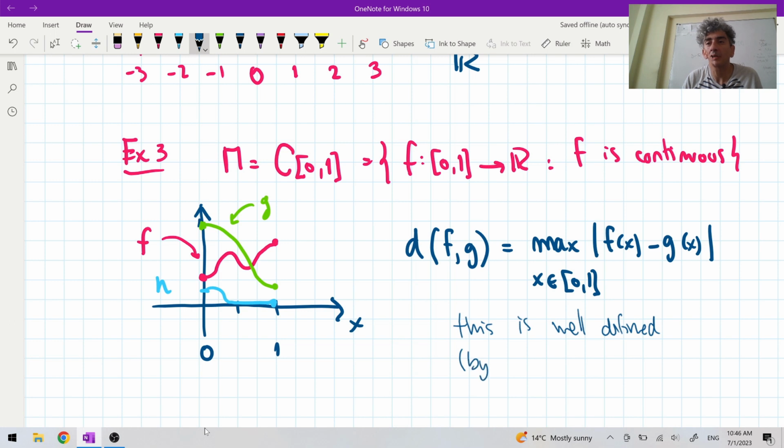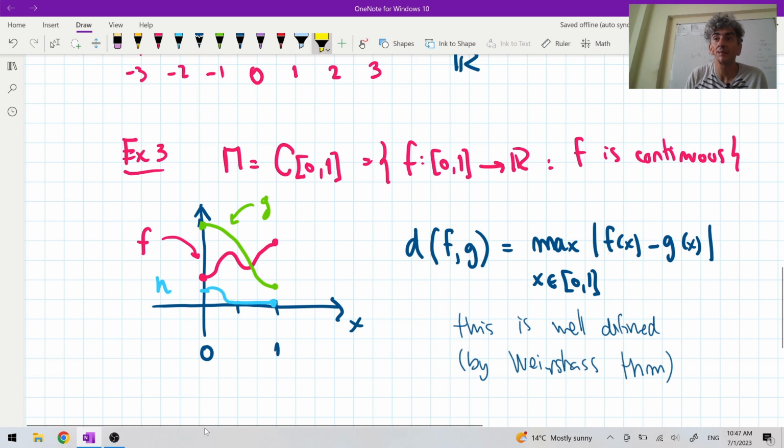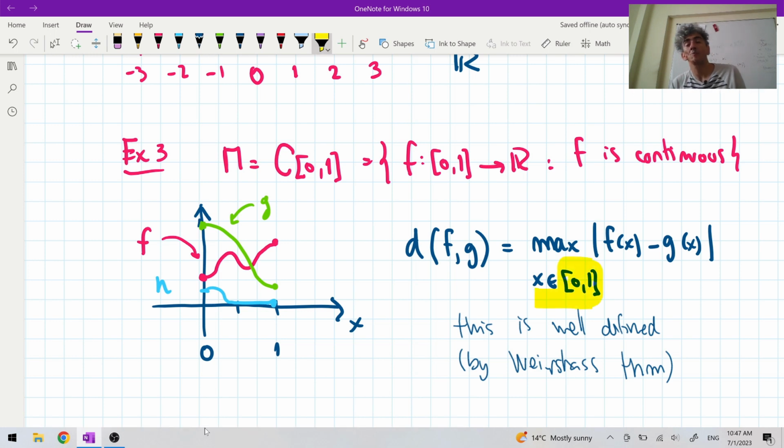By the Weierstrass theorem. This difference, when you take the absolute value, ends up being a continuous function, and a continuous function always attains its maximum when it's defined on a compact interval, right?